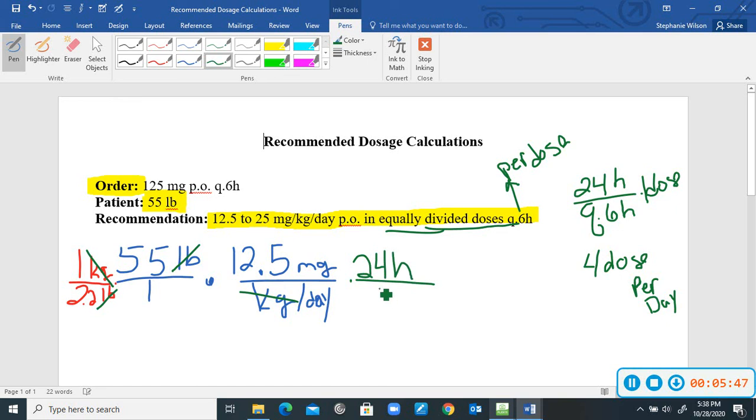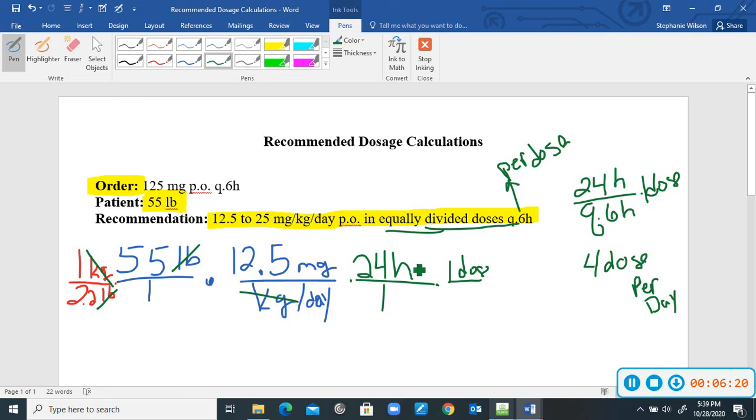We could have done this. Or, let me show you something. And this is why I say do it on the side, but if you want to do it right here, it's fine. I'm going to say 24 hours times 1 dose. And see what happens. The dose goes on top. So that's not what we want. This is why it's important to set it up like this.